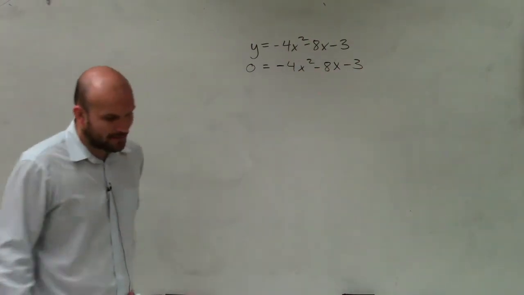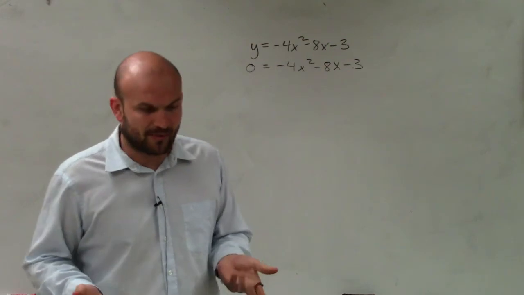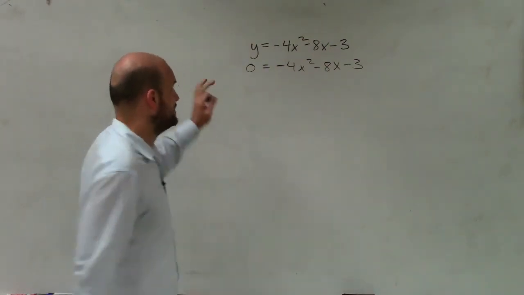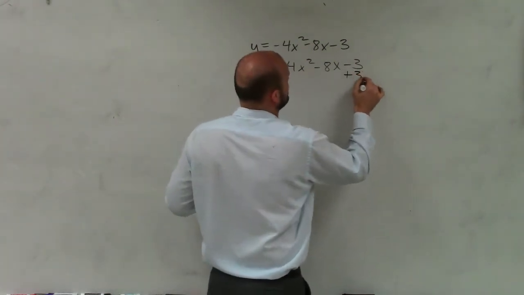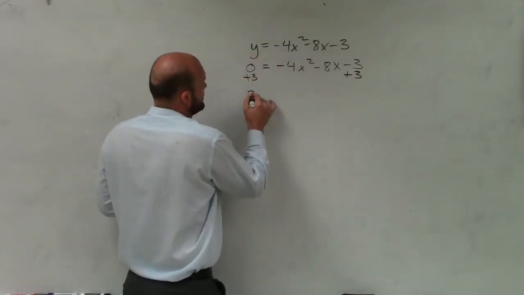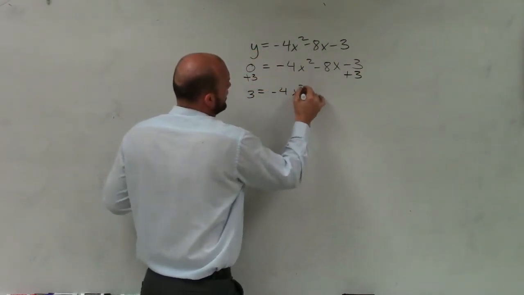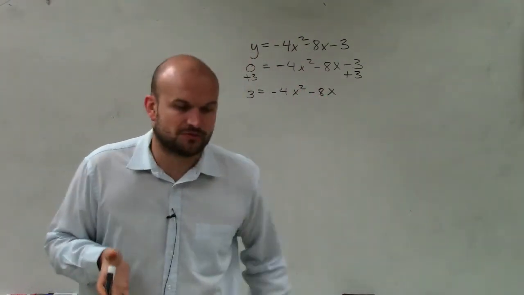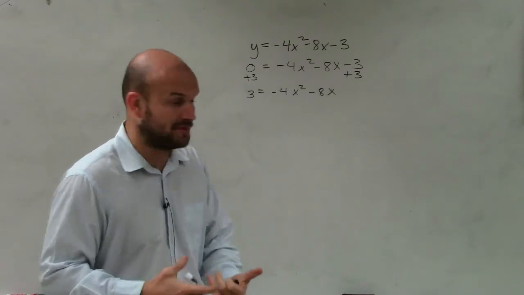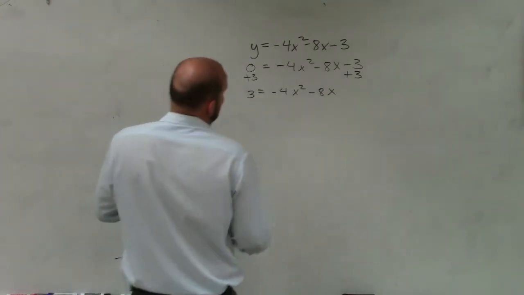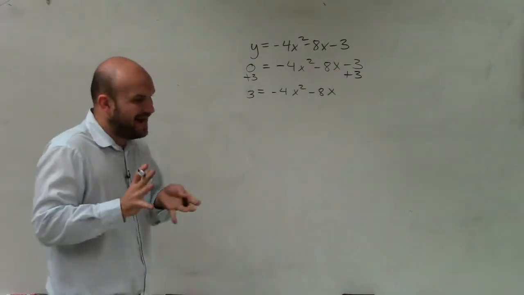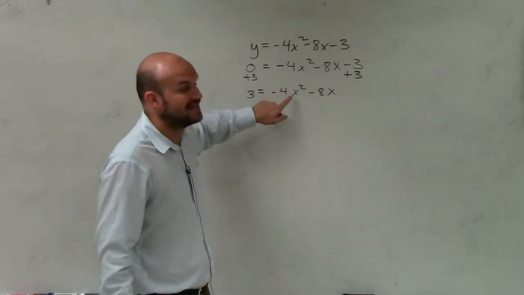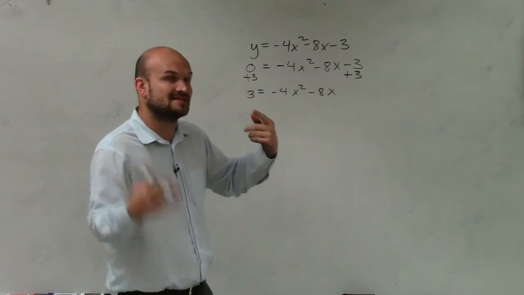Okay, so now by completing the square and solving, one thing that we want to do is isolate our variables. So in this case, I'm going to add the 3 to the other side. Therefore, I have 3 equals negative 4x squared minus 8x. Now, when completing the square, the main important thing is we're trying to create a perfect square trinomial. And even though this is possible with the negative 4, I like to factor out the negative 4. I always like to complete the square when the coefficient of my x is equal to 1.